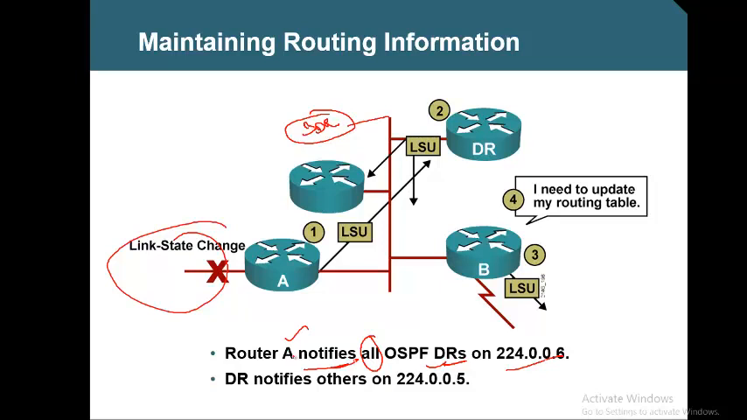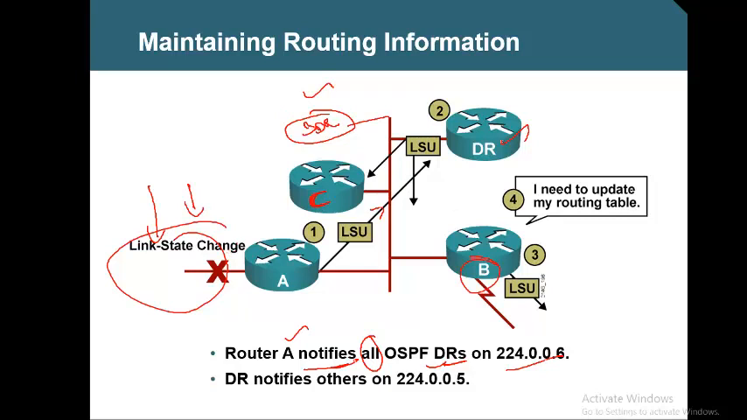Only one BDR and one DR. So they are together called DRs. So the notification is sent to both, that is what it means. A notification is sent to both DR and BDR about this change in the link state. We see that the notification is not sent to router B, not sent to router C as well. The notification goes only to DRs. So now BDR and DR know about the change.